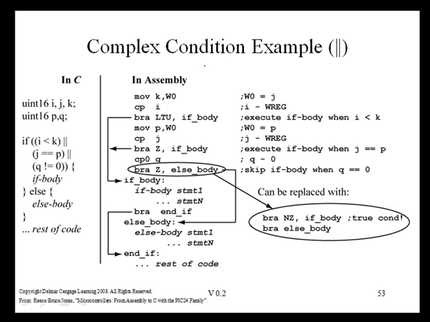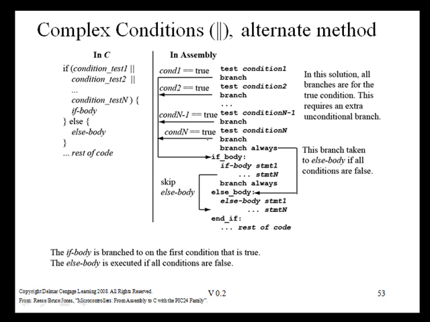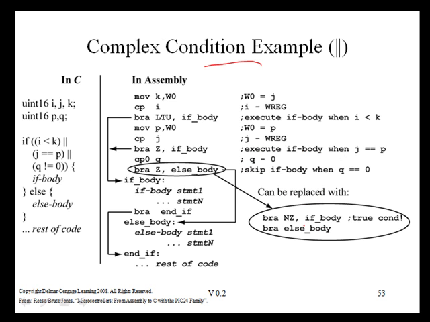So for this example, what would we have to change if we wanted to use this approach here, in which all the conditions are using the true branches, and we have an unconditional branch after our last condition test, that's going to branch unconditionally to the else body. To do that, all we would need to do would be to change this statement right here, replace this statement with these two instructions here.